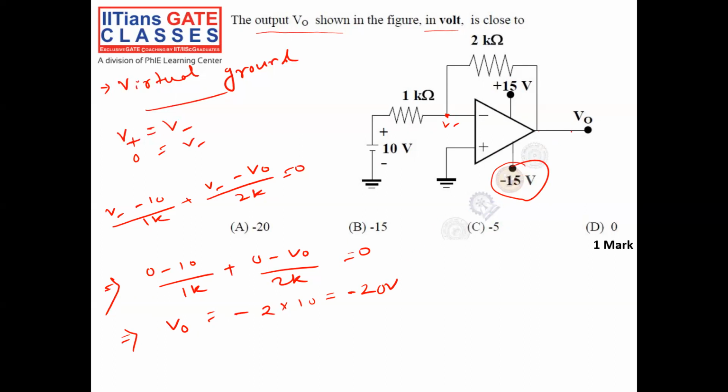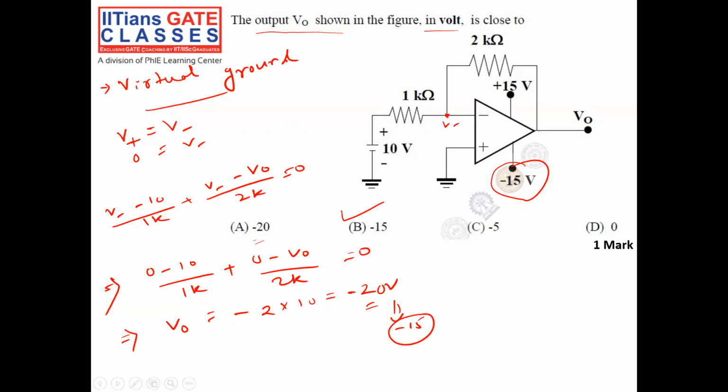My output will saturate to minus 15, because whenever my output would go beyond minus 15, it will saturate to minus 15. Since it comes to minus 20, definitely my output will get saturated to minus 15. So the answer should be minus 15. In a hurry, if you get the answer quickly and put minus 20, you are gone. Whenever you get a very straight answer in the exam, be cautious and think a little bit about why this question is given. So the answer should be B. Whenever you get an answer very straightforward, just pause, think a little, then answer.